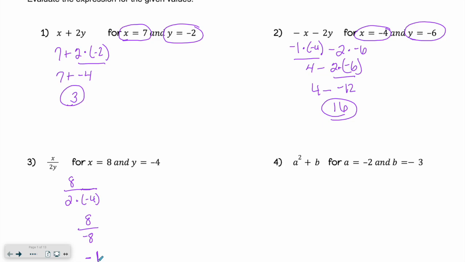And finally, I have a is -2. And I usually put my variables in parentheses. So I have (-2) to the second power plus -3. So -2 times -2 is +4 plus -3 is +1.